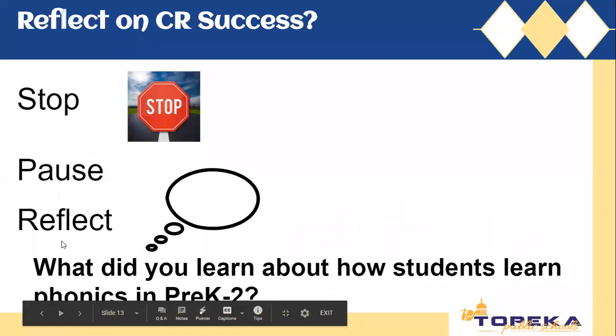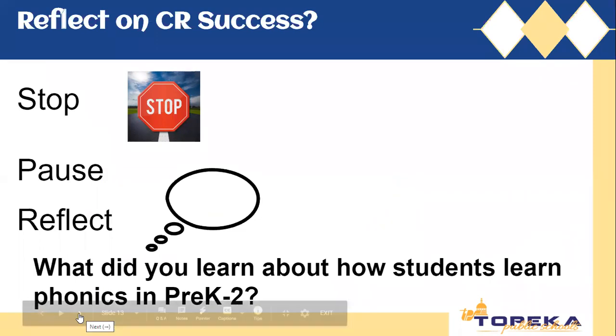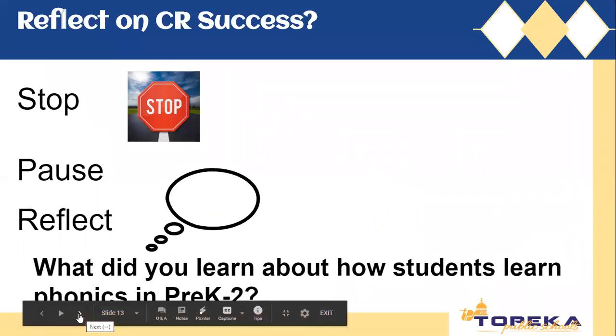So let's pause and reflect on CR Success. What did you learn about how students learn phonics in grades pre-K through 2, and why is that important for you to know? When you are ready, proceed to the next slide.